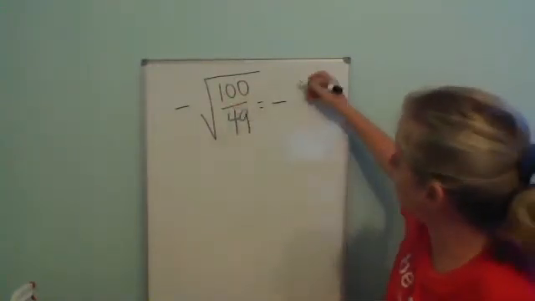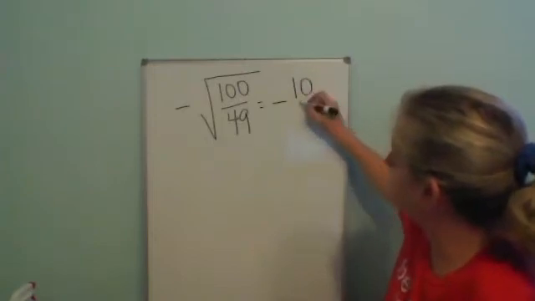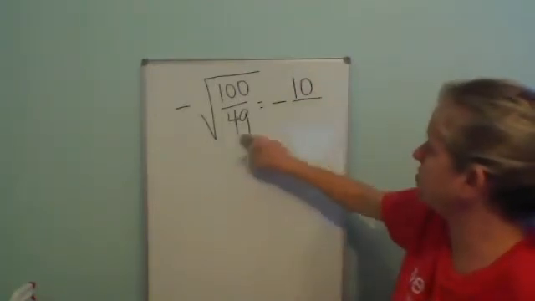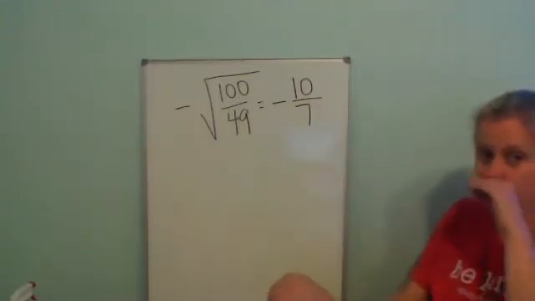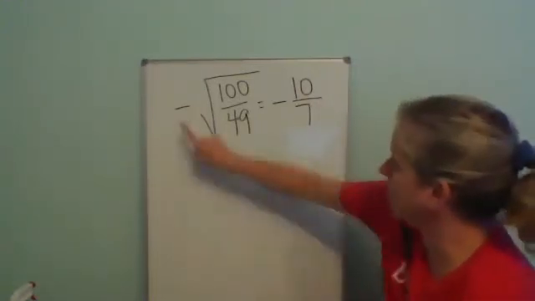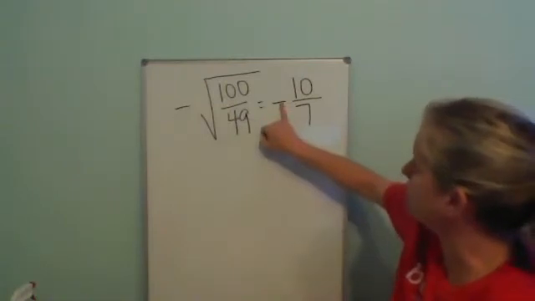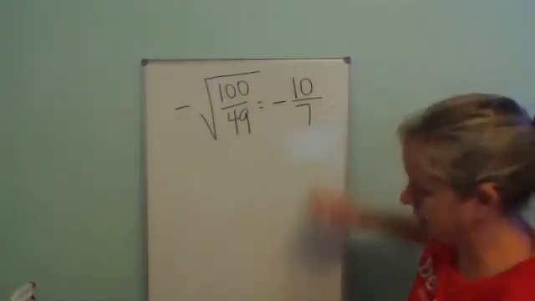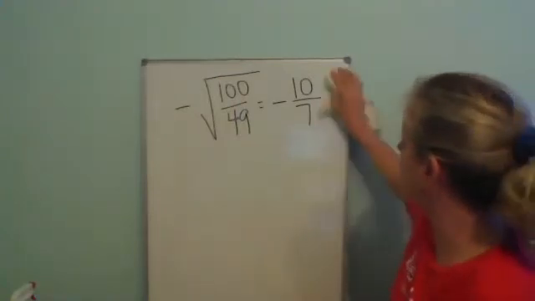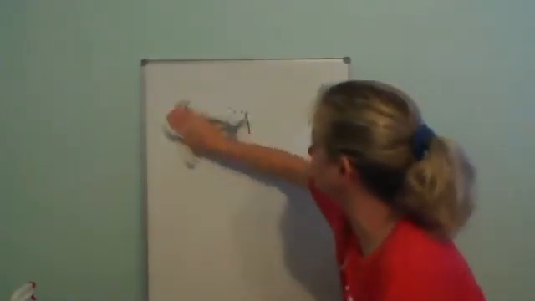So what times itself gives you 100? That'll be 10. And what times itself gives you 49 would be 7, right? Because 7 times 7 is 49. So the answer would be the negative that just came over, and then the square root of the top and the bottom would have been 10 over 7. So -10 over 7.